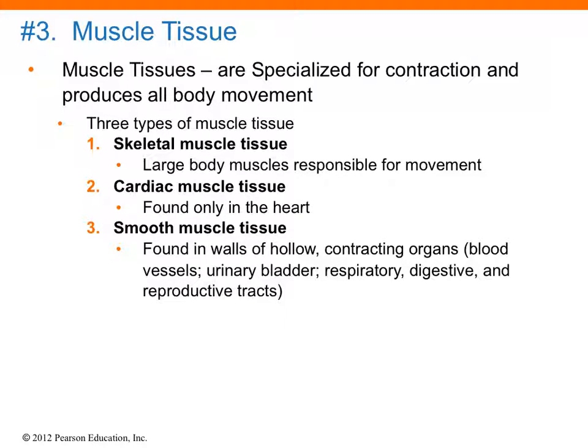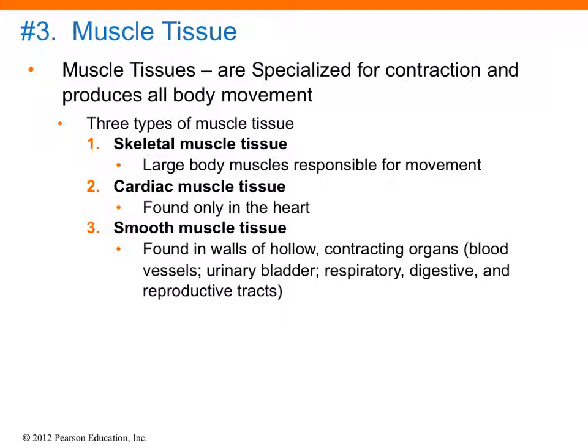Now we're going to continue with the tissues. We're on the third tissue, which is muscular tissue or muscle tissue. They're specialized for contraction and they produce all body movement. The three types of muscle tissue include skeletal muscle, cardiac muscle, and smooth muscle.